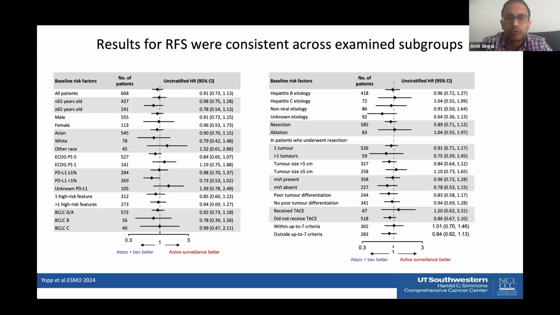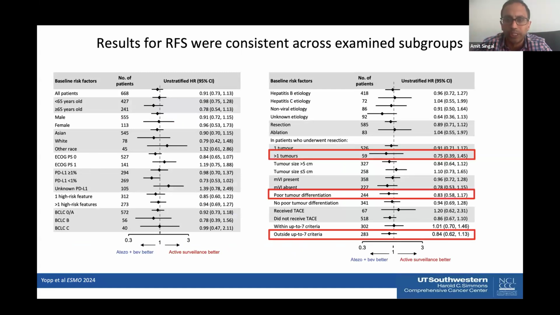Further, the results for recurrence-free survival were consistent across all examined subgroups, although there was a signal for some benefit amongst high-risk groups, right? When you take a look at patients who had multifocal disease, you get a hazard ratio of 0.75, poor tumor differentiation, hazard ratio of 0.83, and beyond up-to-7, a hazard ratio of 0.84. Now, these subgroup analyses are not definitive. They're not statistically significant, but they do suggest that maybe some of the issue here is patient selection in terms of truly having a sufficiently high-risk group in whom adjuvant therapy may be beneficial.